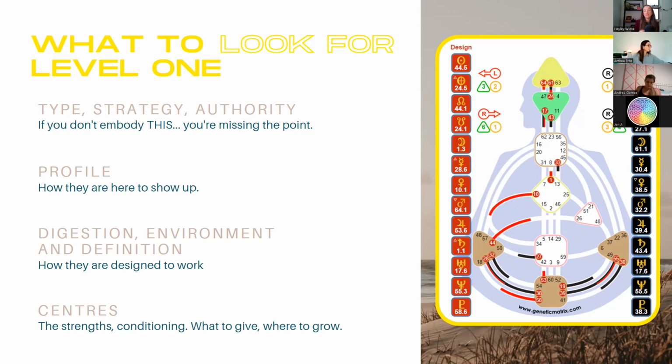So for instance, this person has a defined head and Ajna, and I have an undefined head, right? But they also have an undefined throat. I have a defined throat. They have an undefined G center. I have a defined G center. They have an undefined sacral. I have a defined one. This person is a very different expression of life to me.